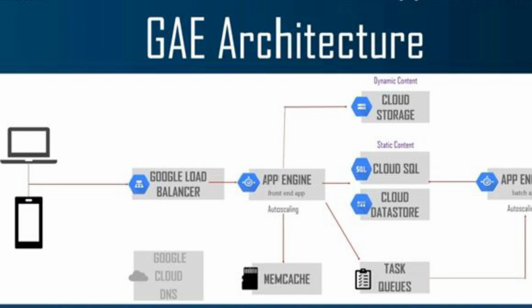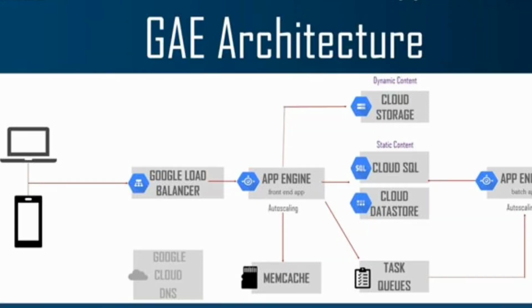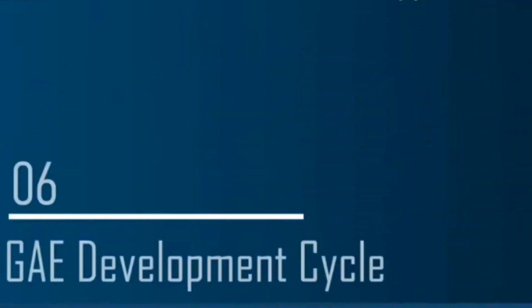In addition, Google App Engine also has static and dynamic storage solutions. The static storage solution provides the file storage service called Cloud Storage, whereas the dynamic storage solution provides relational database services such as Cloud SQL and non-relational NoSQL such as Cloud Datastore. Now let's see the development cycle of Google App Engine.